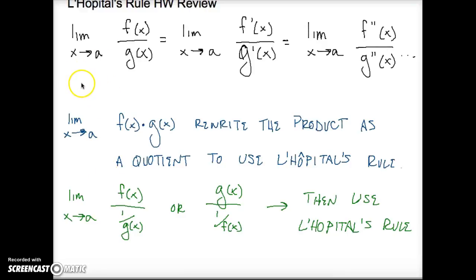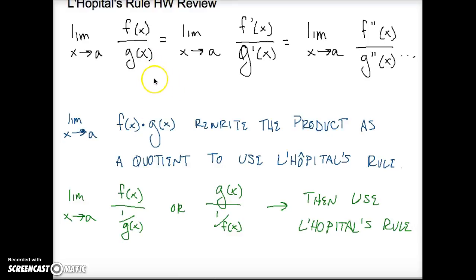L'Hopital's rule helps us to evaluate limits that give us an indeterminate form when we try to evaluate them. So if we're taking the limit as x approaches a of f of x divided by g of x, and we get either 0 divided by 0 or infinity divided by infinity, that's what we call an indeterminate form.